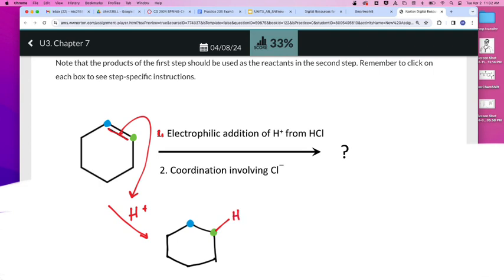Have I now drawn the correct answer? What's wrong with it, Caden? You need the charge on the blue. Okay, that blue carbon has lost electrons because it gave up the electrons to make the bond between the green carbon and the hydrogen. Because it has now lost electrons, it should be positively charged. And it looks like there was a little carryover from my hand. Okay, that's now your electrophile addition of H plus from HCl.